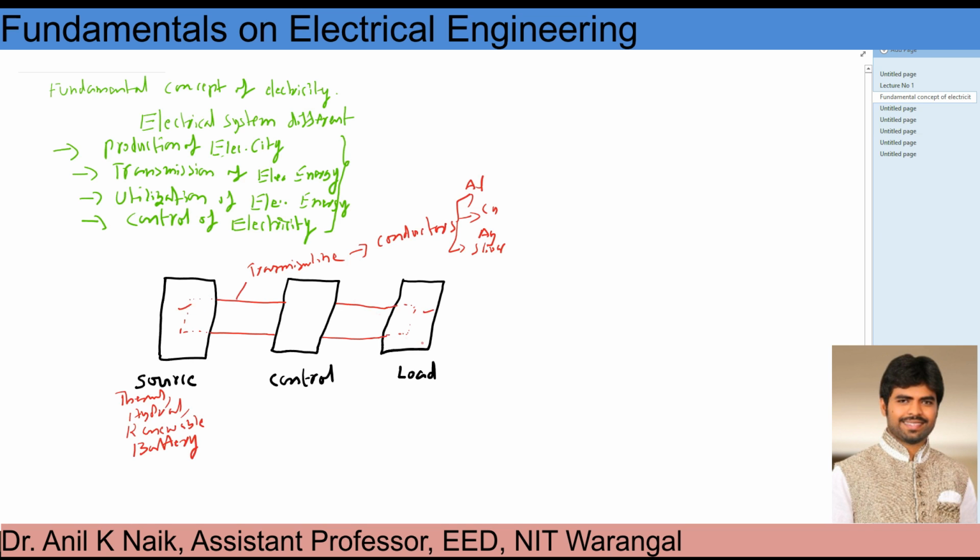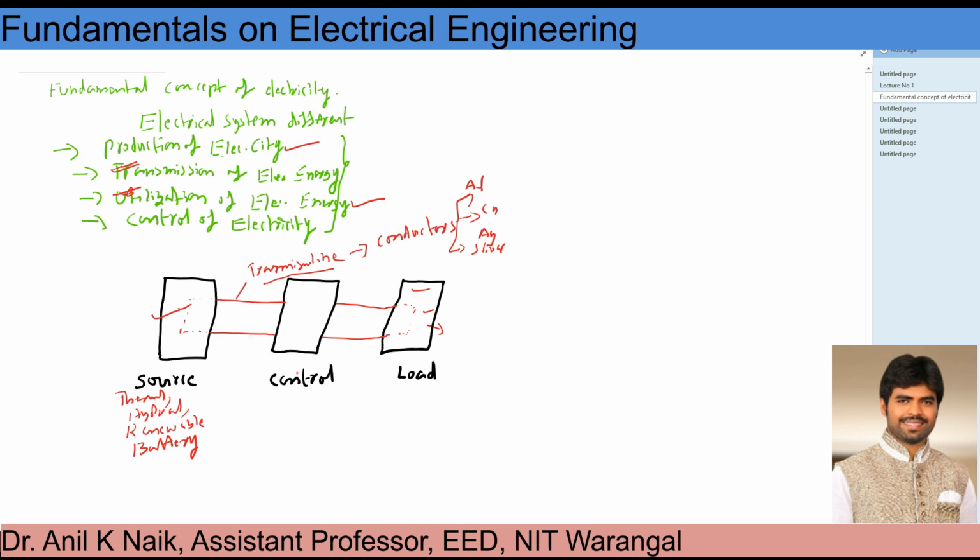And loads utilize this electrical energy. Different loads we have: refrigerators, air conditioners, computers, traction, electrical drives, heating equipment, and so many applications. This stage is called utilization of electrical energy, the first stage is the production of electrical energy, and the transmission part is another stage, called the transmission of electrical energy.